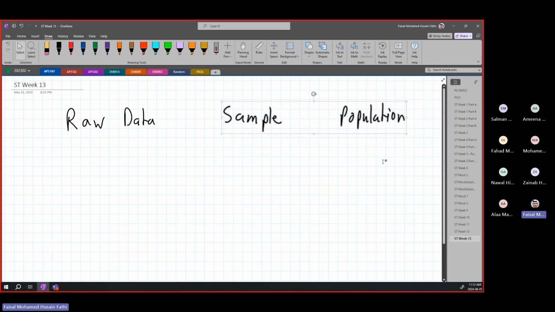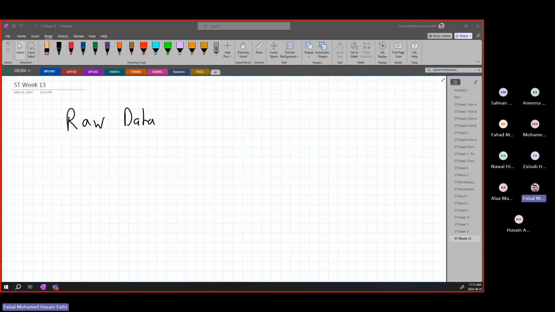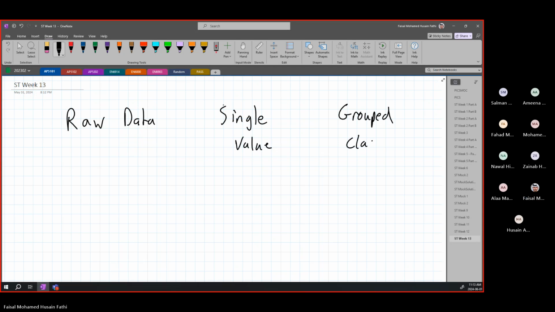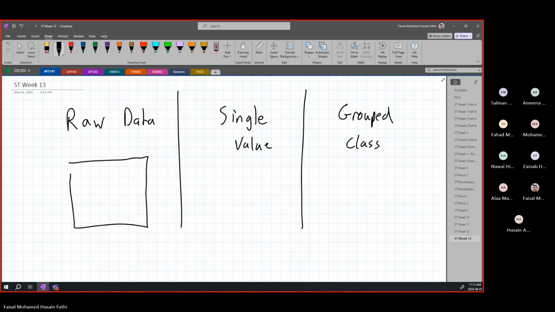Sorry, not sample and population. We had raw data. We had sample and population as a part of it, but we also had the single value, I should say, and we had grouped or class. If you remember, we had these three types of data and we had different ways of solving for each one when it came to the mean, the variance, and the mode before. So just a reminder, raw data is when you have a table and you just have data points here directly, like 1, 2, 5, 7. And this is raw data.